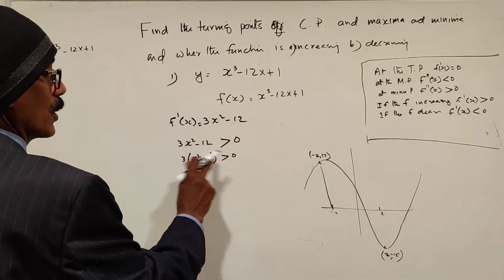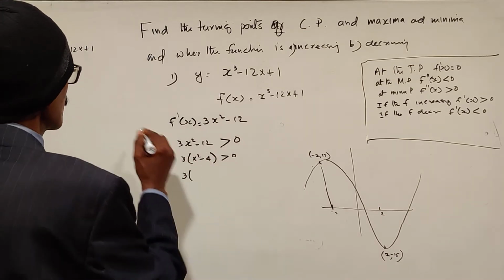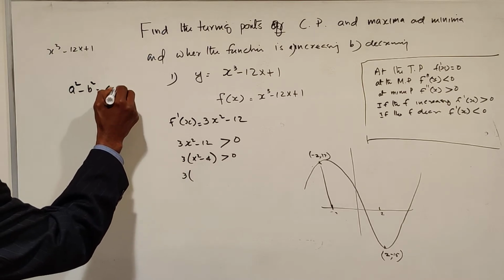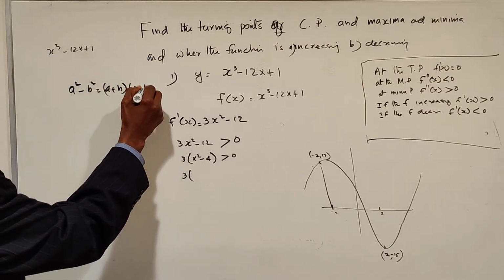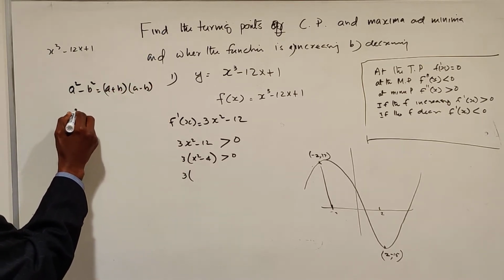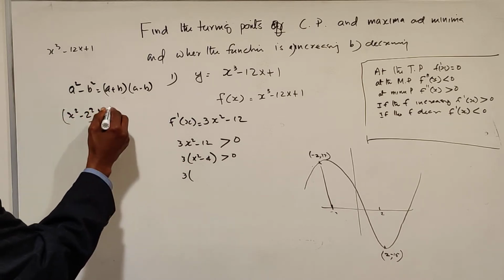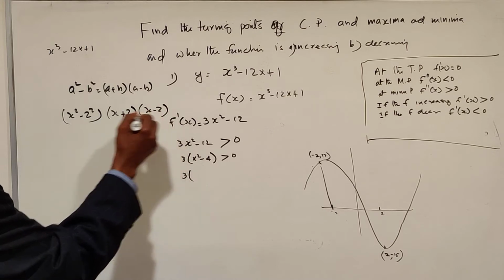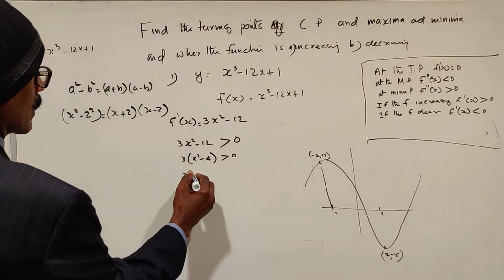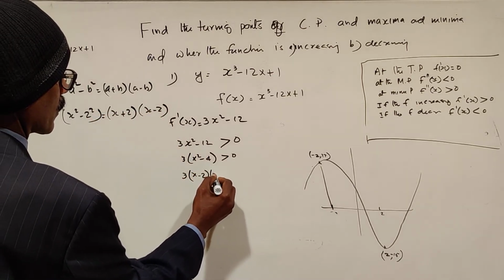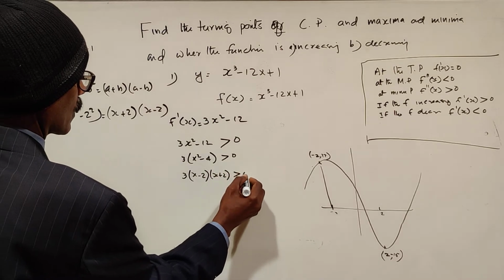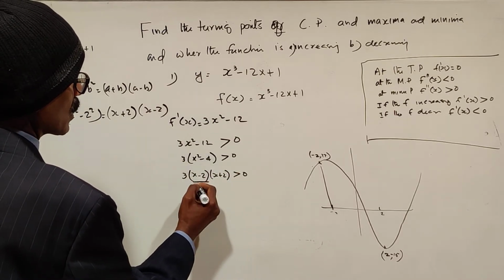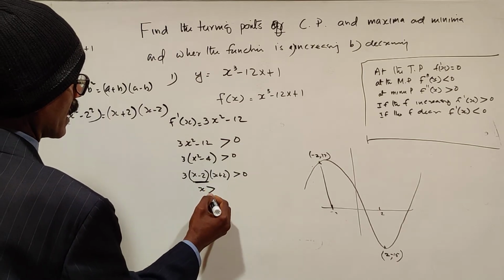3 into, you need to factorize. A square minus b square is what? A plus b into a minus b. Same thing. X square minus 2 square is what? X plus 2 into x minus 2. Okay? X minus 2 into x plus 2 greater than 0. When x minus 2 is greater than 0, x is greater than 2.